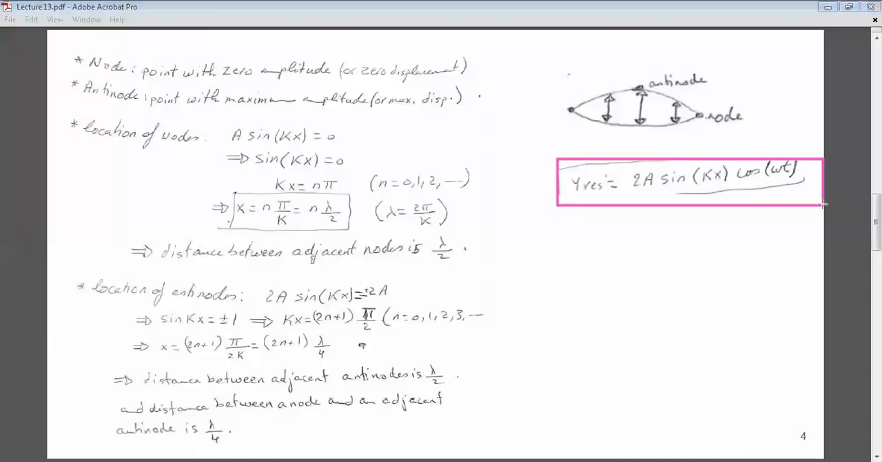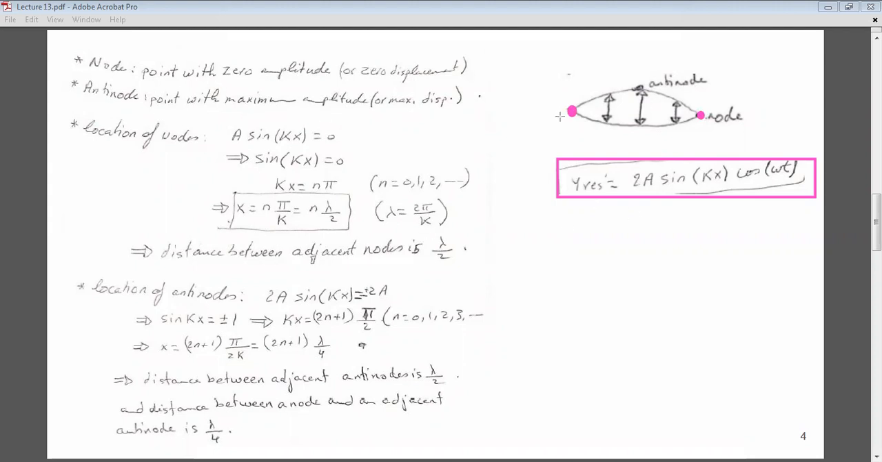Y resultant is 2a sine kx cosine omega t. A node is the point with 0 amplitude, or 0 displacement by definition. So these are the nodes. They are points with 0 amplitude or 0 displacement. They stay in their place.